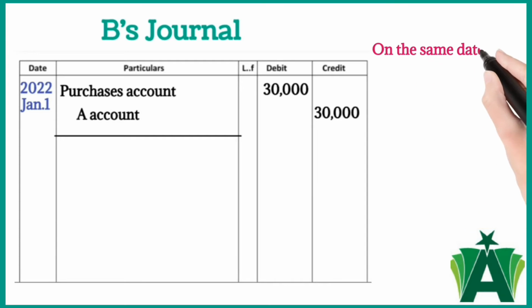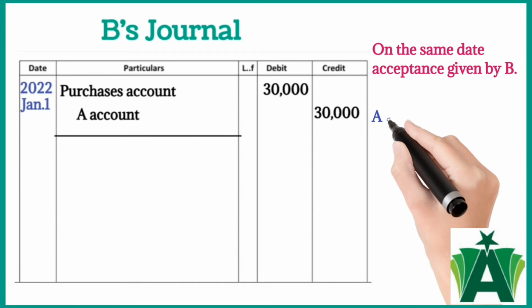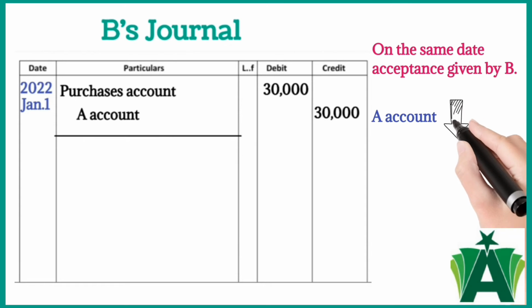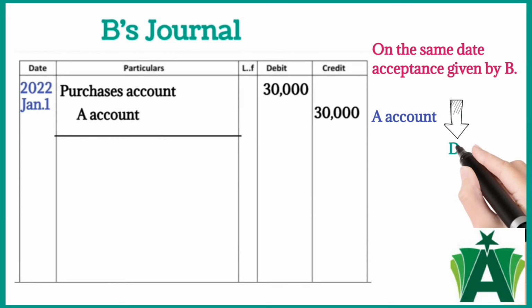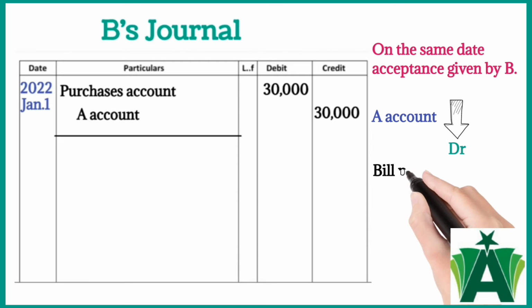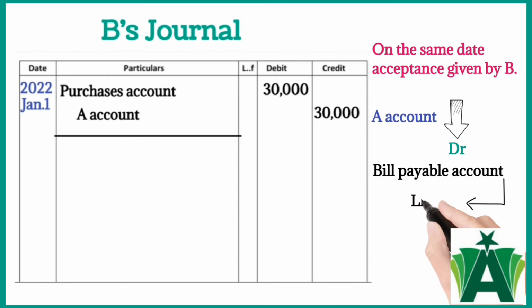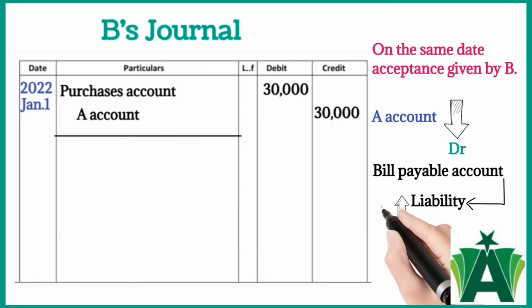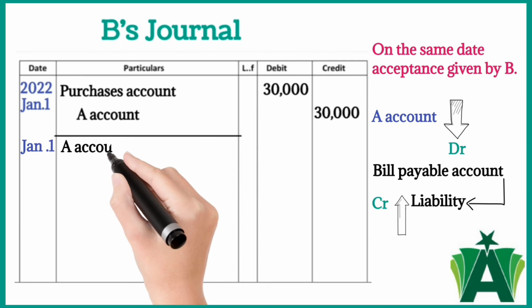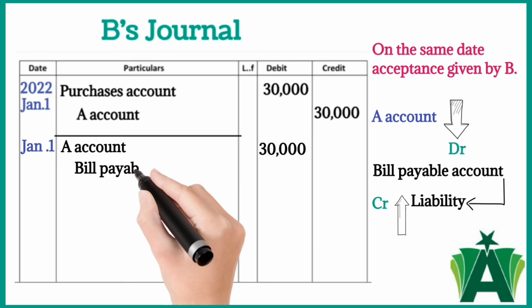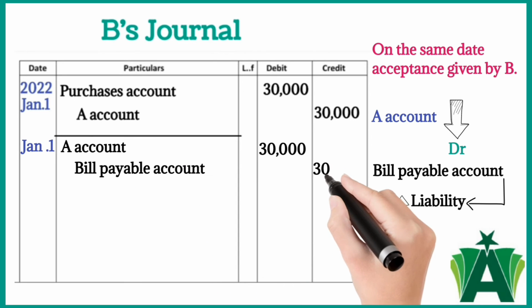On the same date, acceptance was given by B. Here, A account decreases and the account nature is a liability. When a liability decreases in a business, the account is to be debited. And bills payable increases. Bills payable nature is also liability. When a liability increases, the account is to be credited. Now, A account is debited with the amount of $30,000, and bills payable account is credited with the amount of $30,000.